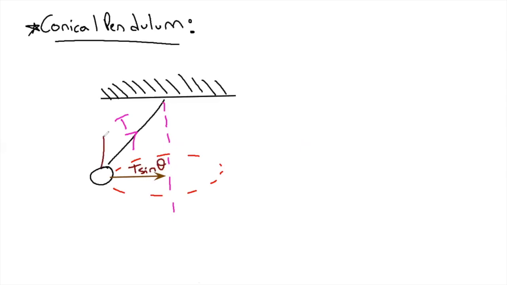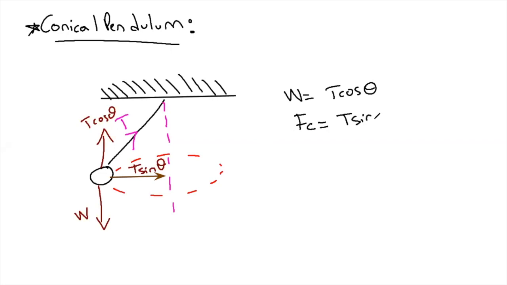And I also said that this is T cos theta. And I also said that this is my weight. And I said that W, now this is where we involve some derivation. So W is equal to T cos theta, right? And I also know that FC is being provided by T sine theta. Now, if you don't like math, I am sorry, but we're going to do some derivation.